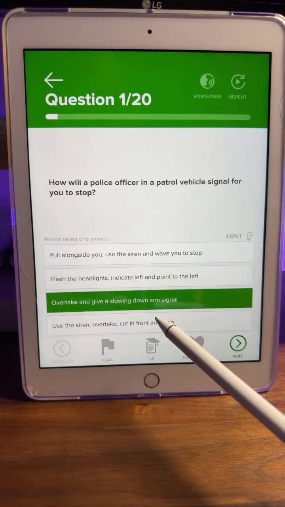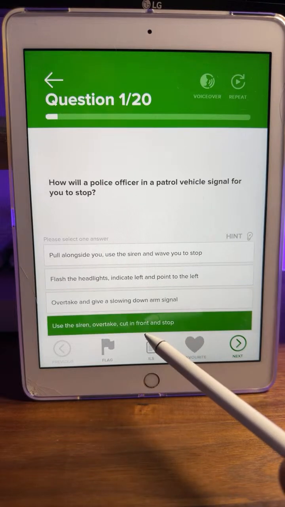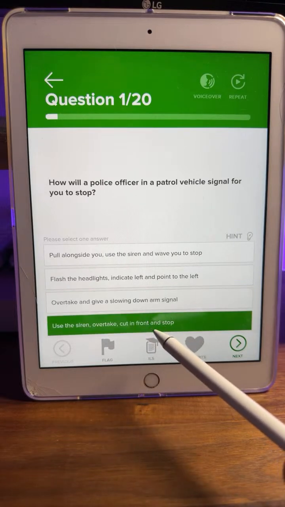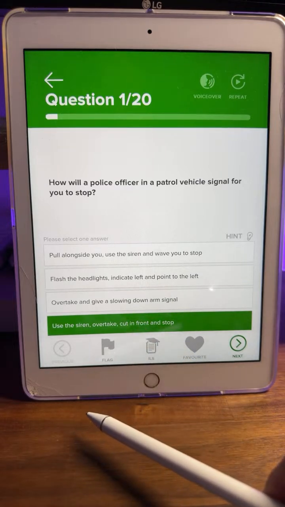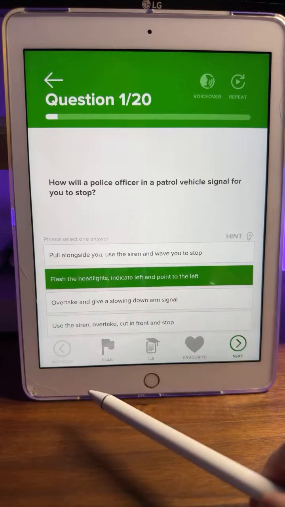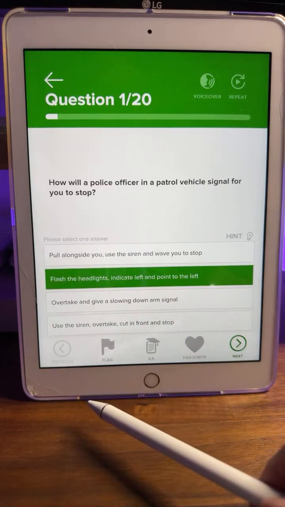Overtake and give a slowing down arm signal. Again, maybe dangerous for that to happen, okay? Use a siren, overtake, and cut in front and stop. No, because that's not a good idea. They're never going to cut in front of you unless they absolutely want you to stop and you've not been stopping or something, okay? So pretty much all of you are saying B. Flash the headlights, indicate left, and point to the left.